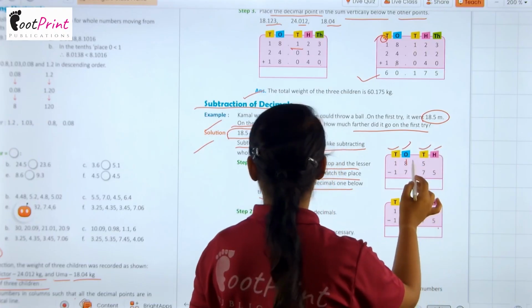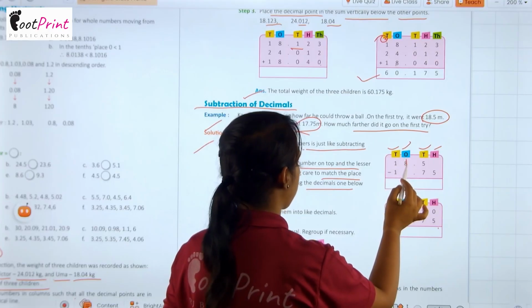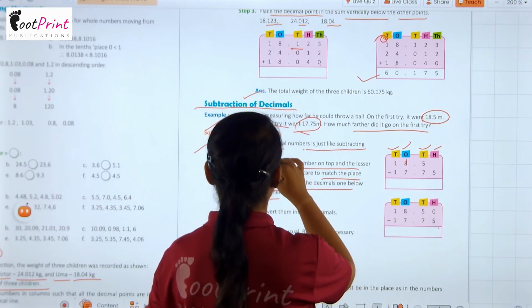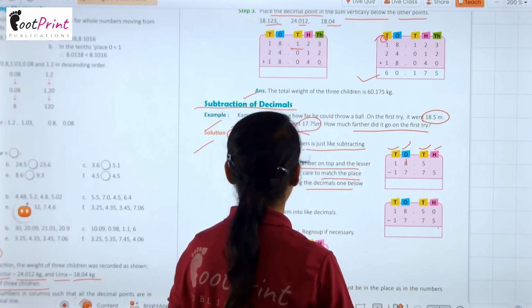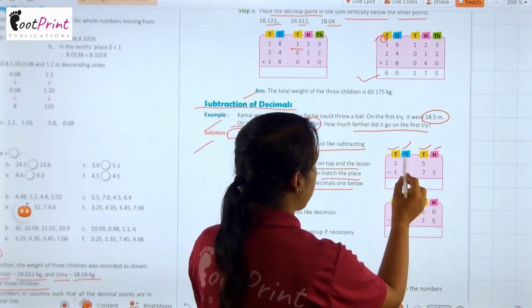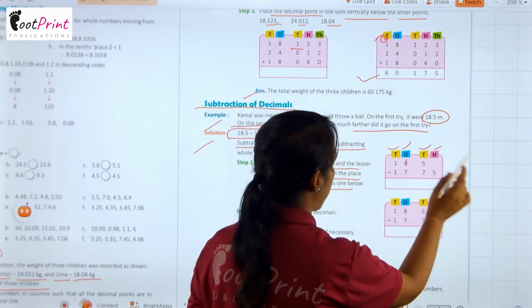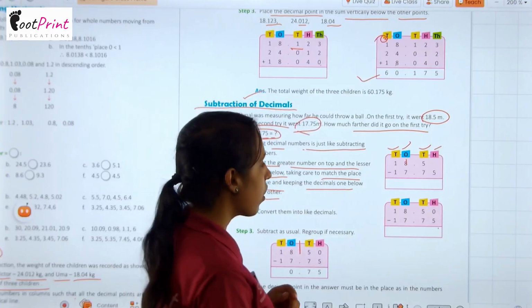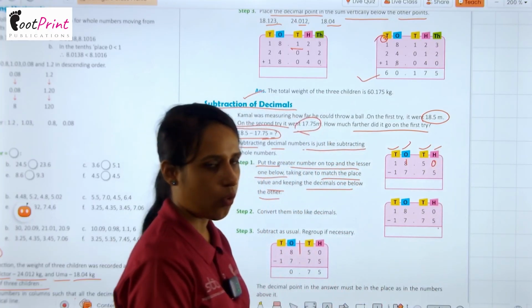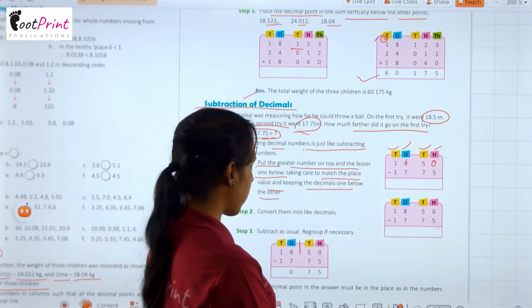So here we put decimals, and in this number we have at ones place 8, 10th place 1, and at 10th place we have 5. In this we have 17, that is 1's place 7 and 1 is 10th, then 7 at 10th and 5 at 100th. Okay, where we don't have numbers, we can add 0. So here we can put 0. Now we can subtract it.